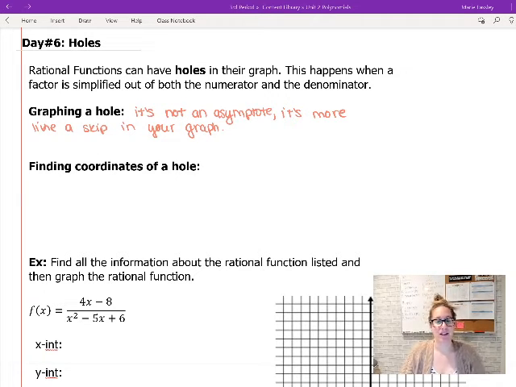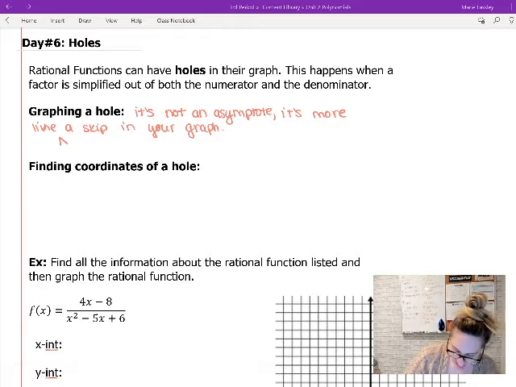So I said it's not an asymptote, it's like a skip in your graph. Asymptotes are lines, right? Either vertical or horizontal, or next video you'll learn about slant asymptotes. Anyways, so it's not one of those. It's not a line, it's a point.